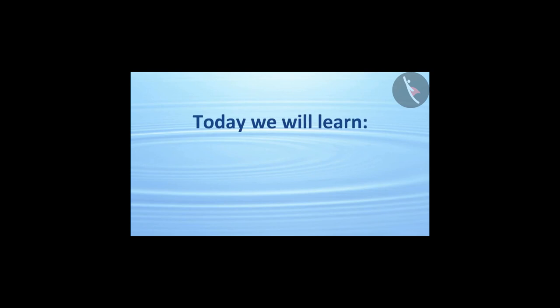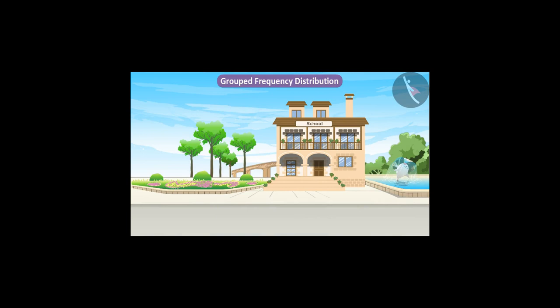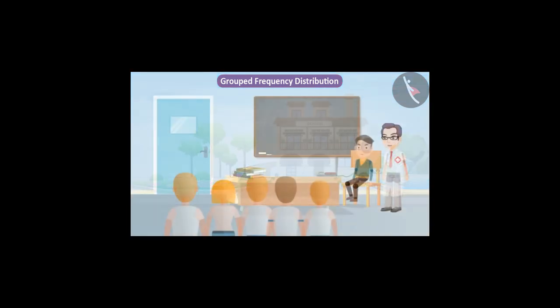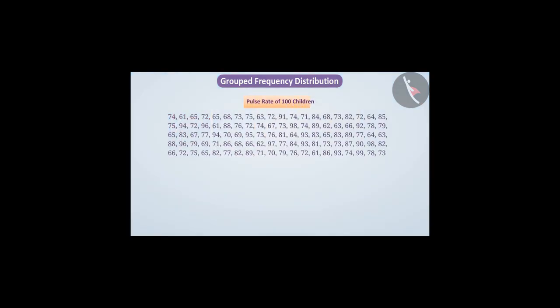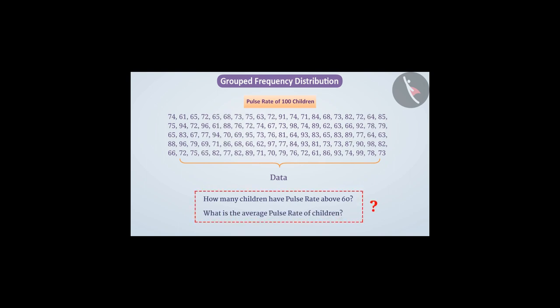Today, we will learn grouped frequency distribution. Your school must have a fitness test every year. A fitness test was also taken at Adarsh Public School, in which the pulse rate of 100 children was thus obtained. The numbers collected for any information is called data. But it is not easy to get information from this data easily or draw any conclusions.